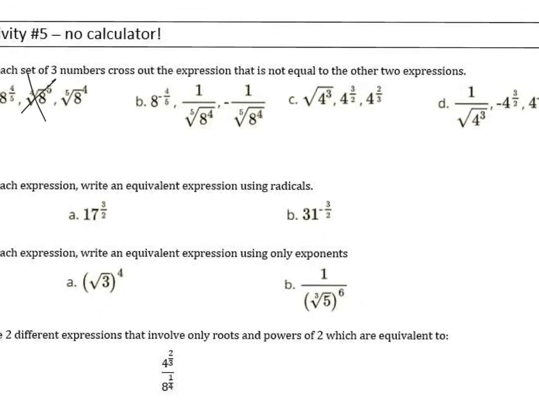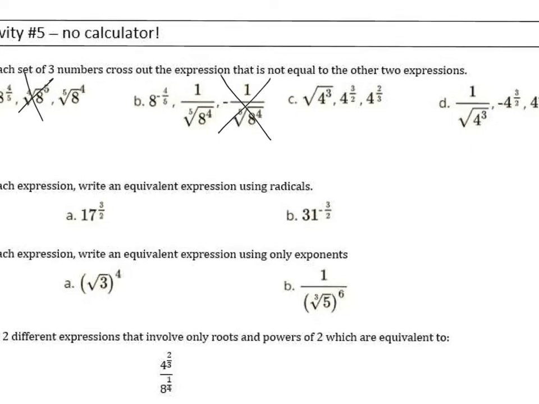What about for this next problem? So we have 8 to the negative 4 over 5. What do I do with my negative exponents? Should it change the whole answer to be negative, or should it just move it down to the bottom? Or should it do both? Well, it should just move it down to the bottom, so we don't need that third answer.